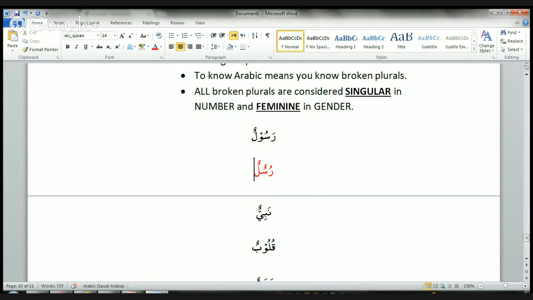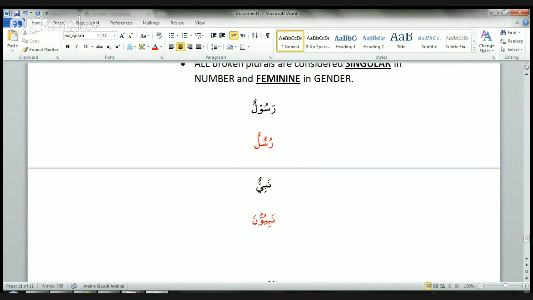Have you ever heard Rasuluna? No. Now there are some words in the Arabic language that have a sound plural and they have a broken plural. Nabiyun is one of them. What was one of the plurals I told you for Nabi? Nabiyuna, right? Nabiyuna is what we had gone over. Have you heard that? That is in the Quran. But it also has a broken plural, which is Anbiya'un.